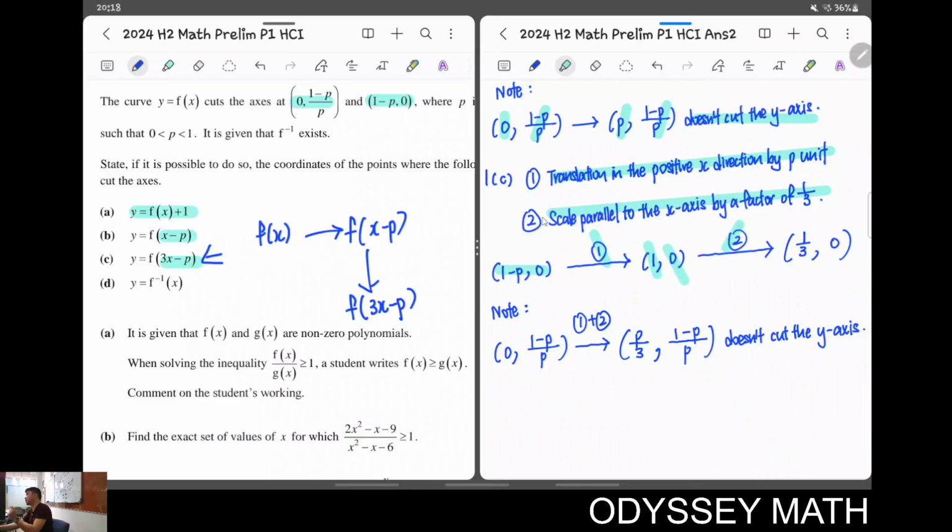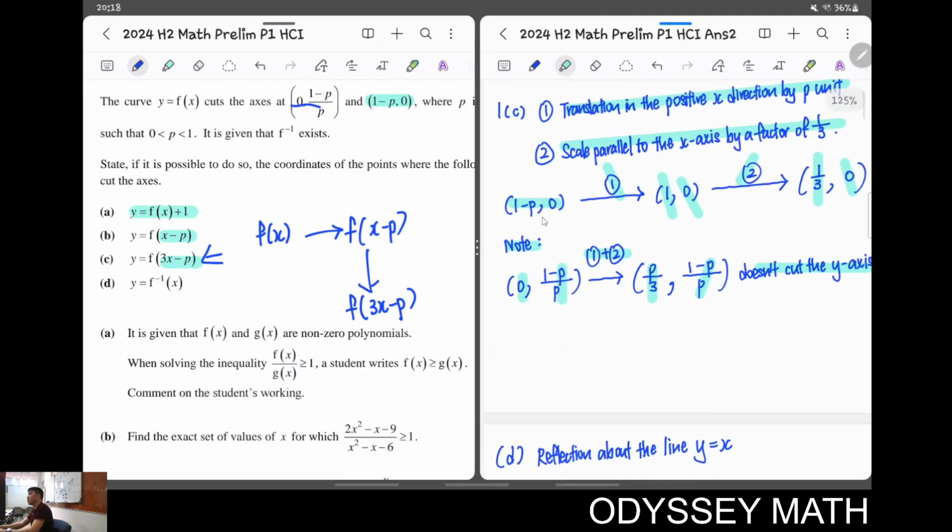Then the second action, we scale the x-axis by a factor of 1 over 3. You take 1 times 1 over 3, and then the y coordinate remains. So when we sub y equals 0, it means that it cuts the x-axis. So this is a point on the x-axis. Understand? But note, for the other point, (0, 1 minus p over p), you combine the two, you will get this point. You go and figure this out. It does not cut the y-axis.